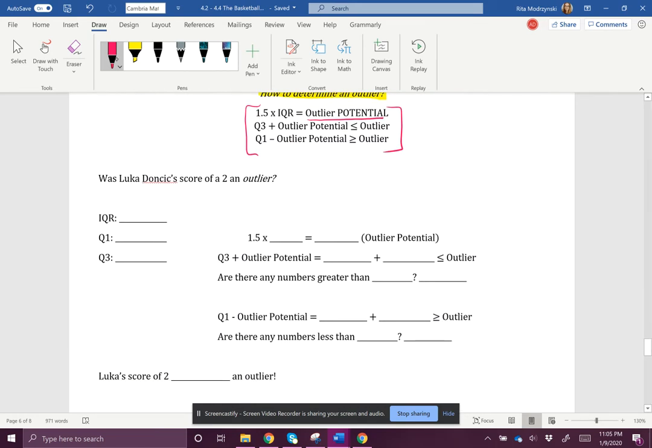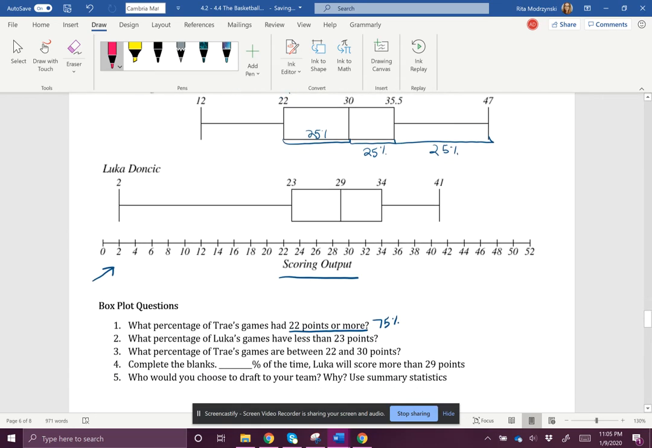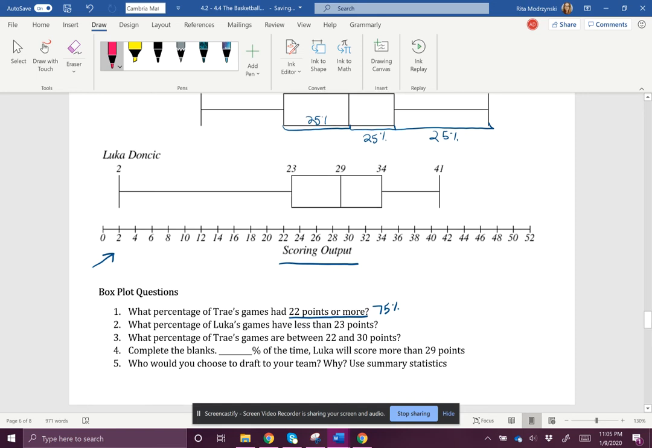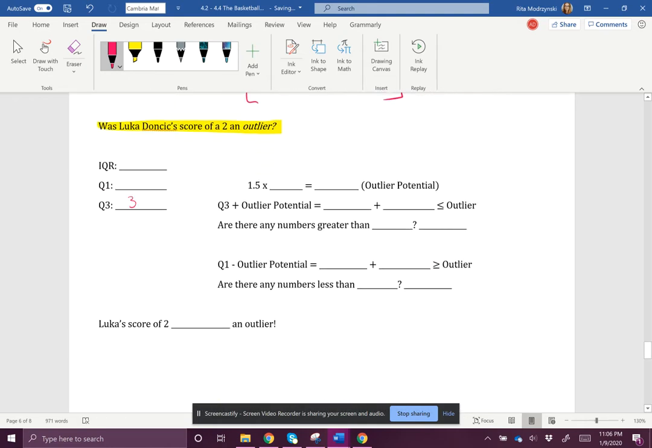We need to look at Luca's score of 2. We're actually figuring out if the score of 2 was truly an outlier. So let's go back and look at Luca's IQR. Some of you have this because you've been looking at his scores all week. I'm just going to scroll up on my page. It looks like Luca's quartile 3 was 34 and our quartile 1 was 23. So this was 34 and 23. And we know that IQR is our third quartile minus our first quartile, and 34 minus 23 gives us 11.